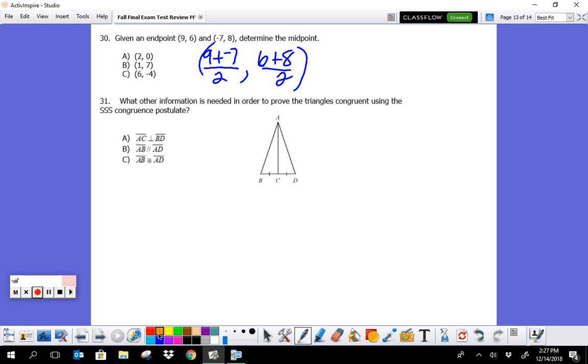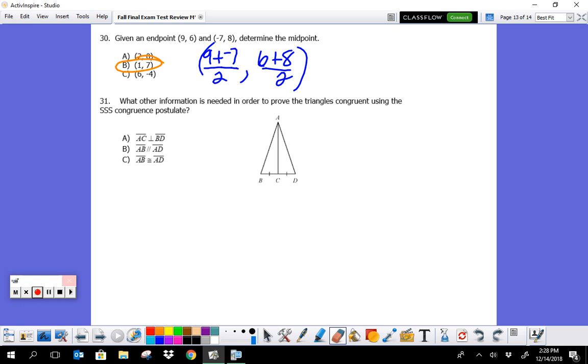So 9 plus negative 7 is 2. So that's going to be 2 divided by 2. 6 plus 8 is 14 divided by 2. 2 divided by 2 is 1. 14 divided by 2 is 7. So 1, 7.